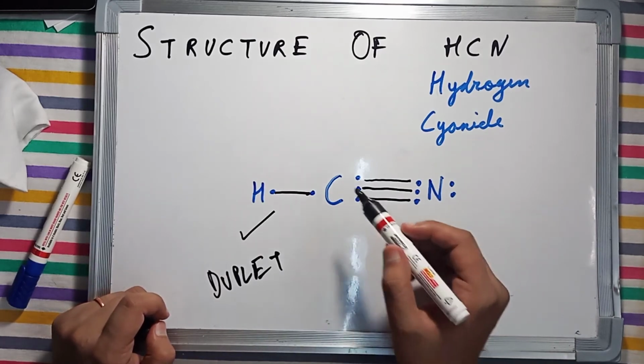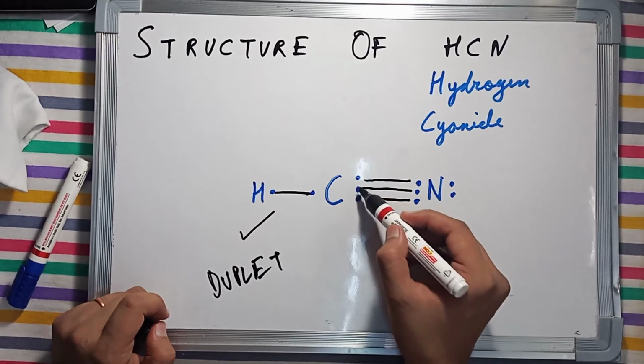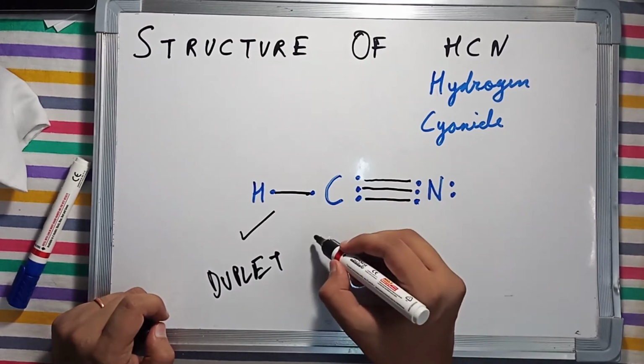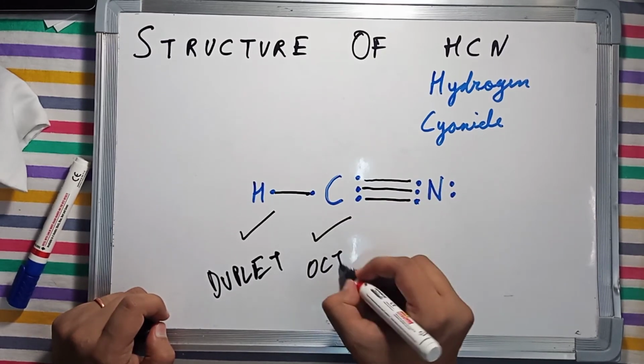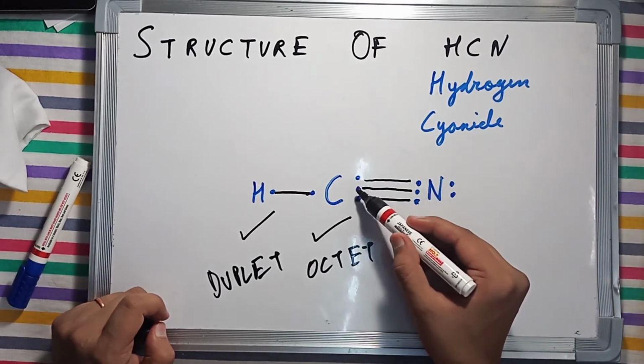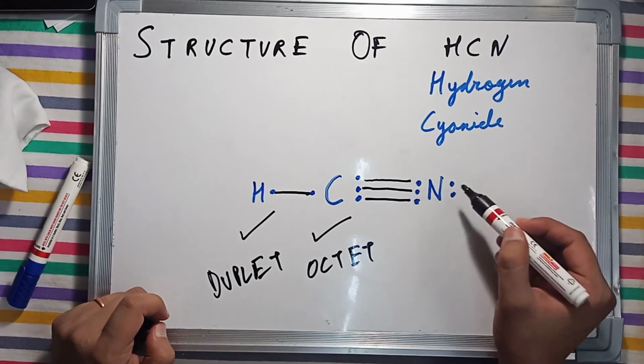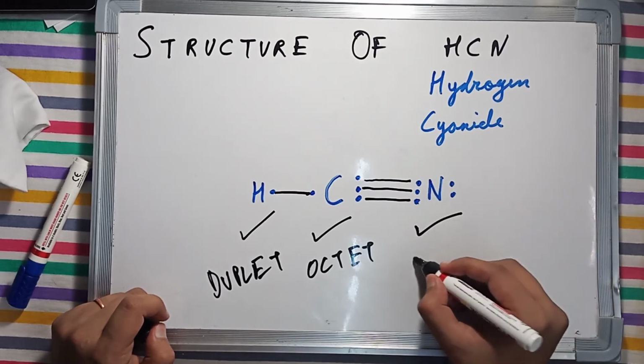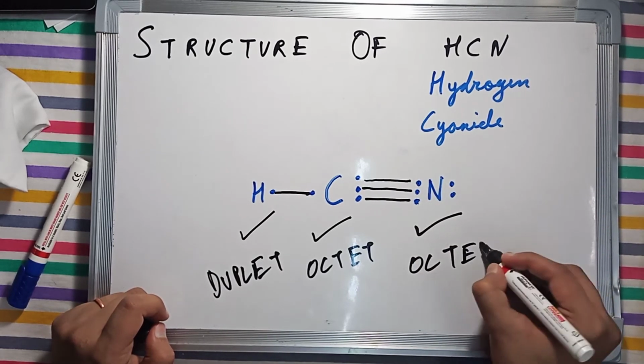Okay, 1, 2, 3, 4, 5, 6, 7, 8. Okay, it has completed its octet. Now let's check for nitrogen. 1, 2, 3, 4, 5, 6, 7, 8. It has also completed its octet.